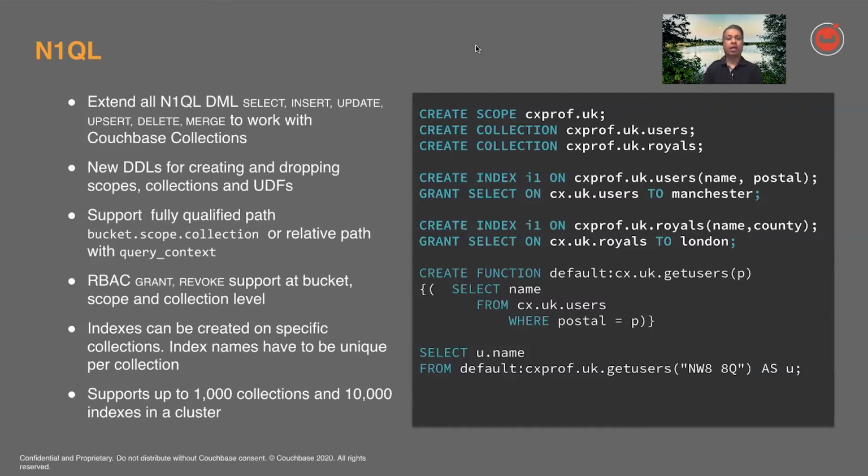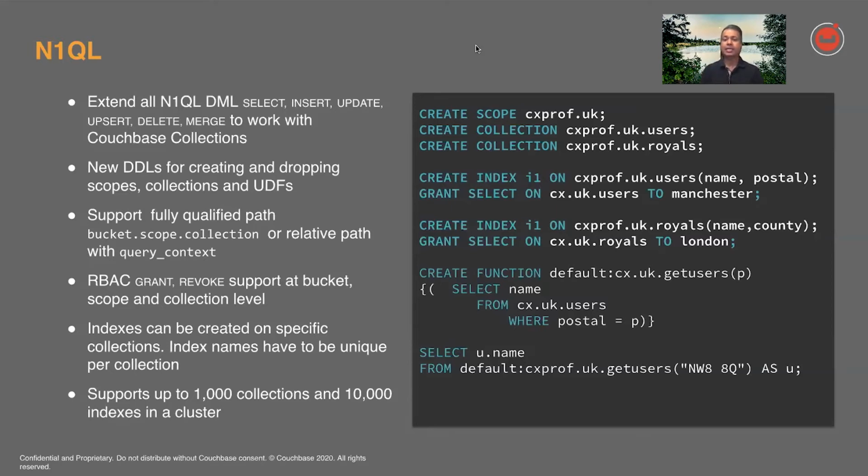The access control statements, grant and revoke, support both the bucket as well as the scope and collection within the statements. Indexes can be created on specific collections. Index names just have to be unique per collection. In the next release, Couchbase is going to support up to 1,000 collections plus per cluster, as well as 10,000 indexes in a cluster.